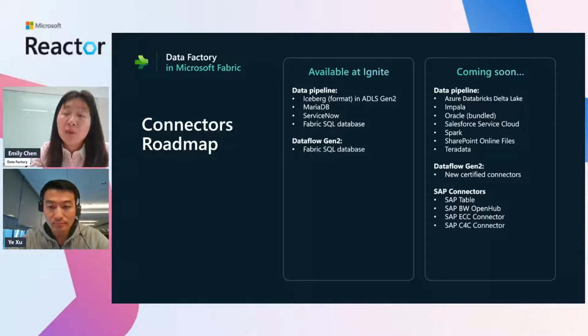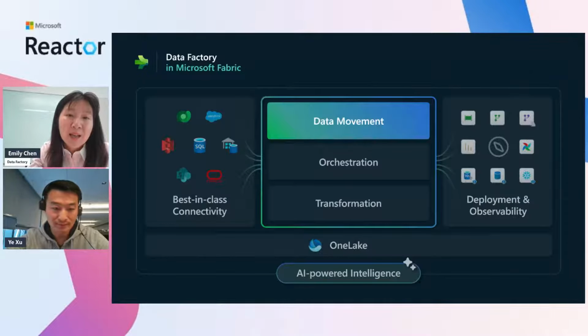Coming soon in our roadmap, we will have 7 top asked connectors for data pipeline. For Dataflow Gen 2, we will have more new certified connectors. And SAP connectors are always the top ask. You will see we'll have 4 SAP connectors in our roadmap. Okay, so next we are going to talk about the data movement. I will leave that to my colleague, Ye.